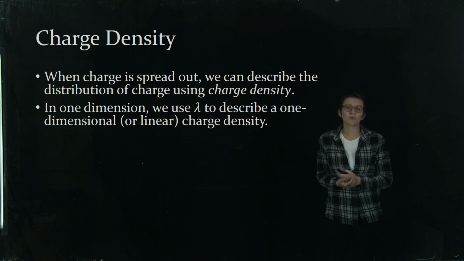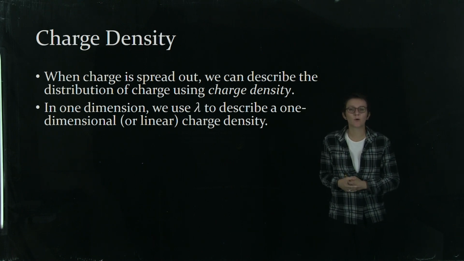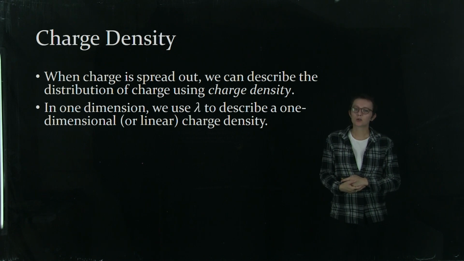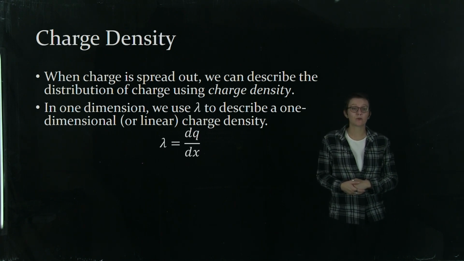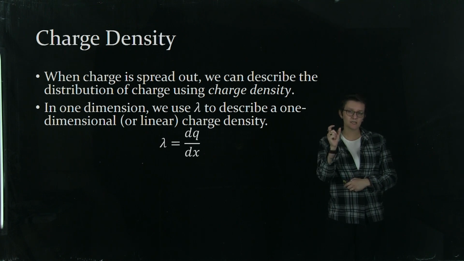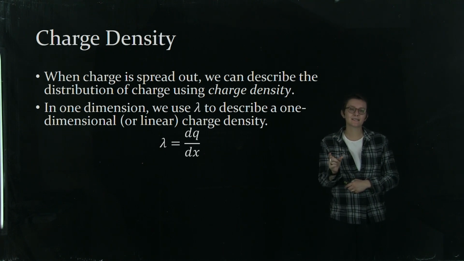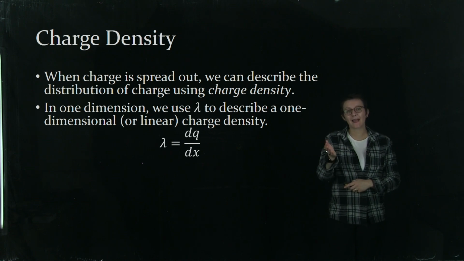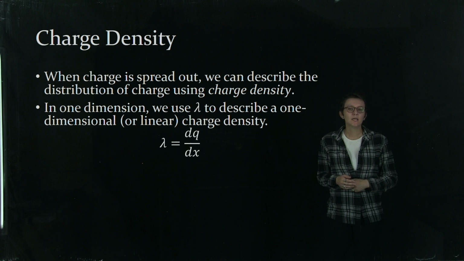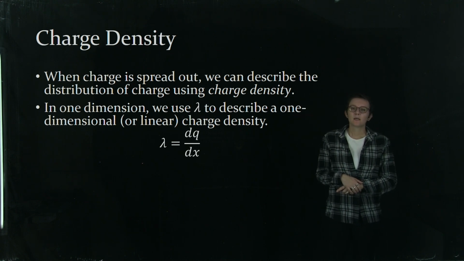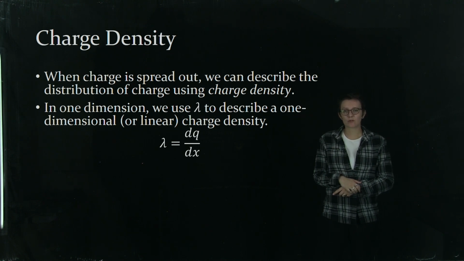So in one dimension, we're going to use the symbol lambda to describe a one-dimensional or linear charge density. It's given by this equation here. Lambda is equal to dq over dx. dq is an infinitesimal amount of charge, and then dx is an infinitesimal length. I've chosen x as my coordinate here. You could have just as easily chosen y, z, or r, or something like that. So lambda is dq over dx.